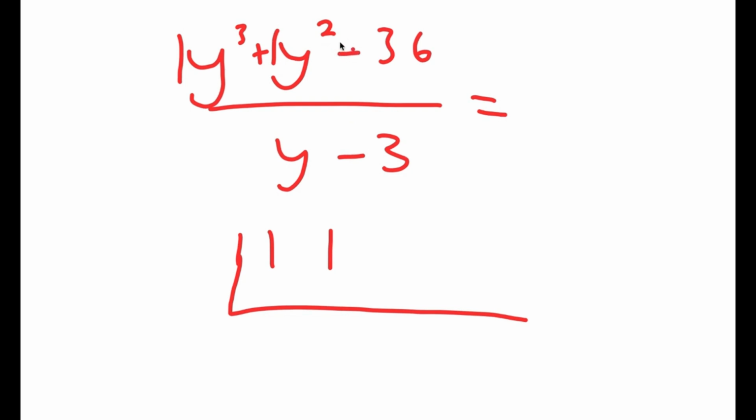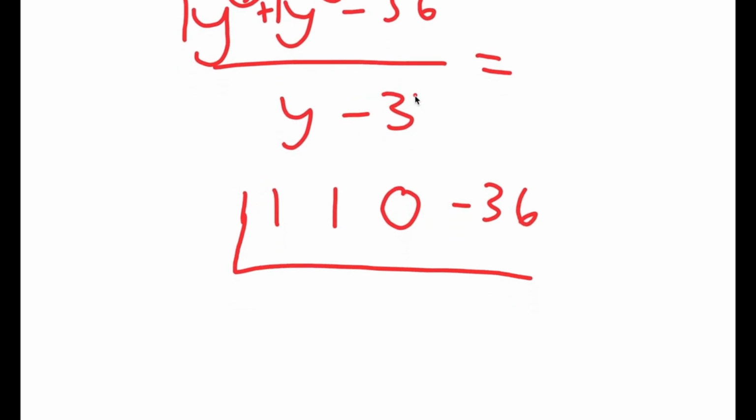We're supposed to have a y here because our exponents go in order, decreasing, and we don't have y to the power of 1 here, so we just say 0. And then finally we have negative 36 at the end. And then for our denominator, we have 3.